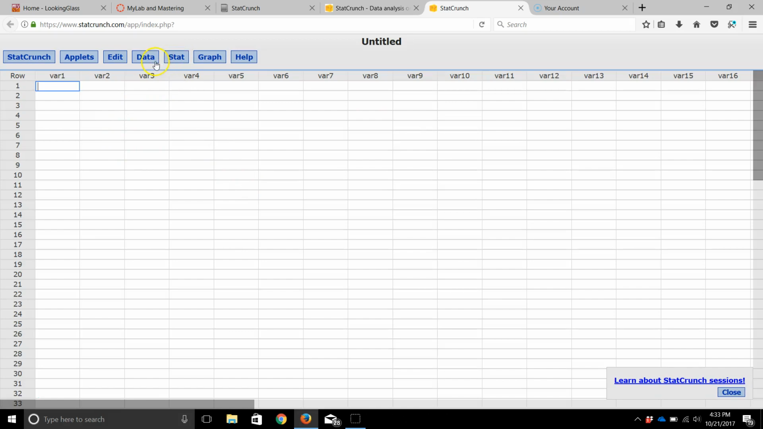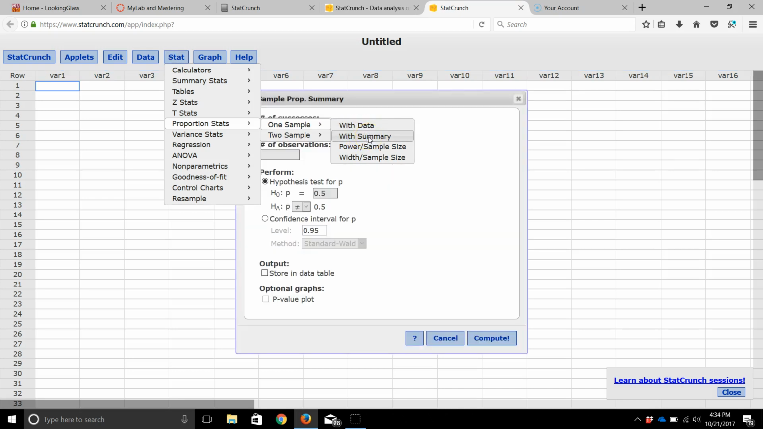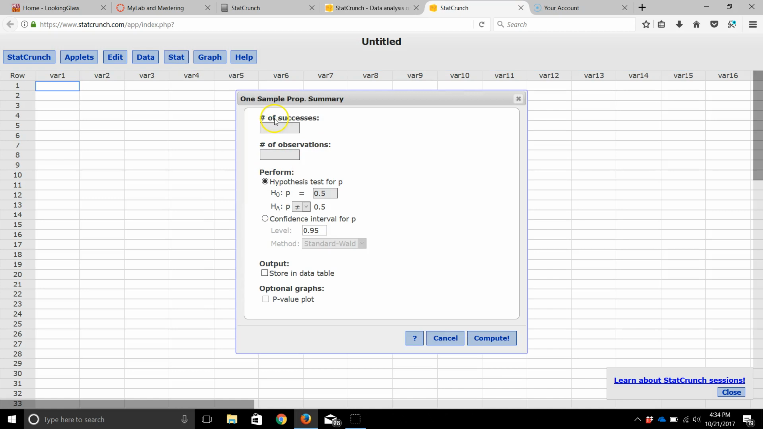And the first thing we're going to do, we need to create a confidence interval. And confidence intervals are under Stat. Now for proportions, although we do use the normal distribution, which seems like z-stats, we will use proportion stats for this. So proportion stats, we're going to use one sample, and we have a summary for 9.1 number 25. We have summary data. Now notice it asks you for the number of successes and number of observations. This is the x and the n.